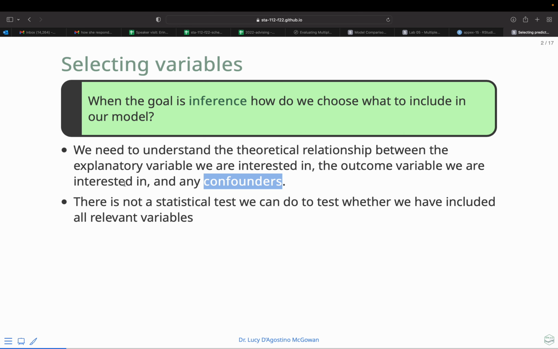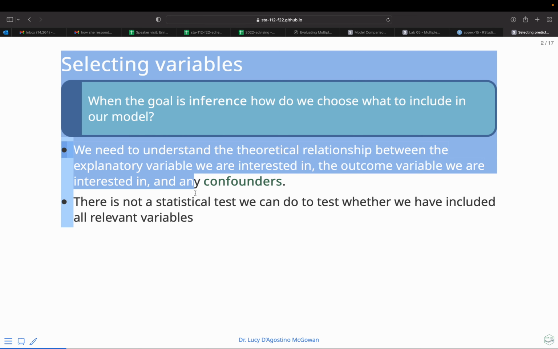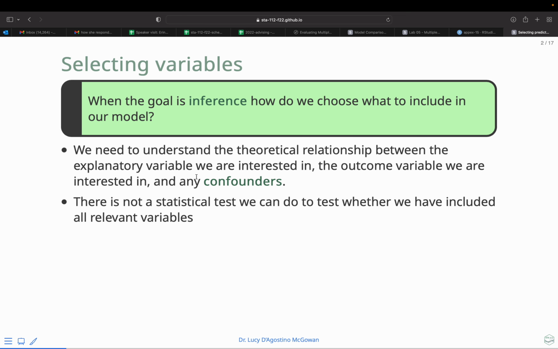But if we wanted to know which one of those coefficients was actually correct, we'd have to know what the data generation mechanism was. So this is all, I feel like, a very long-winded way of saying that when inference is the goal, there's really not a statistical mechanism that you can use to determine what should go in your model. You sort of need to rely on having some information a priori.